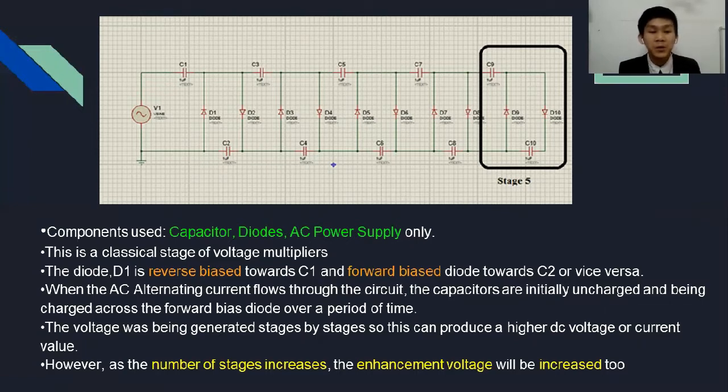So in short, the explanation is the diode V1 is reversed to C1 and forward biased towards C2, or vice versa. When the alternating current flows through the circuit, the capacitor is assumed to be initially uncharged and is charged through the forward bias diode over a period of time. The voltage is generated stage by stage so that this can produce a higher DC voltage or current. So in conclusion, as the number of stages increases, the enhanced voltage will also increase too. Thank you.